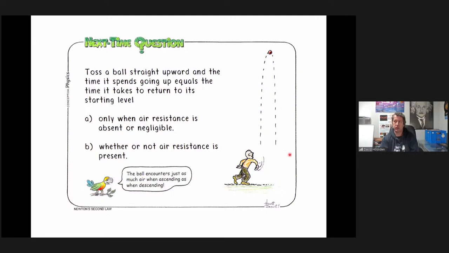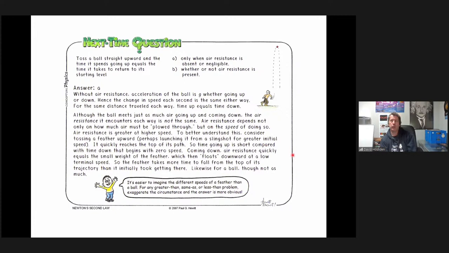So why is this? It's only true when air resistance is negligible, because the air resistance is not the same going up and going down. Air resistance depends on a few things. One of which, obviously with our elephant, is how big the thing is, how much air you've got to plow through, but also the speed. If you're throwing the thing up, it's obviously going at high velocity to start with. It experiences a large air resistive force. But on the way down, of course, it's going very slowly. So it's a little bit tricky to have a look at that.